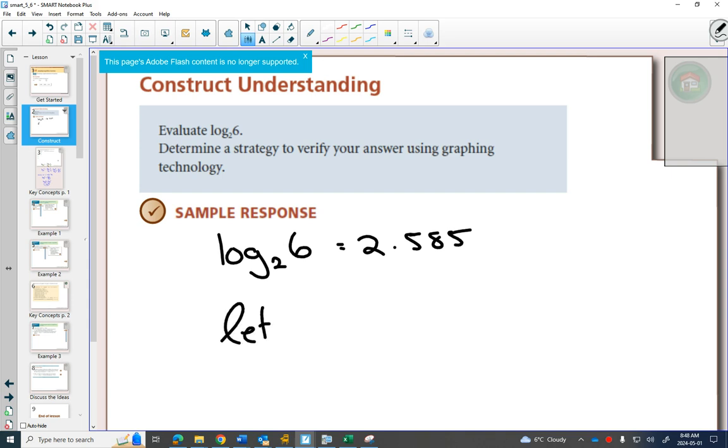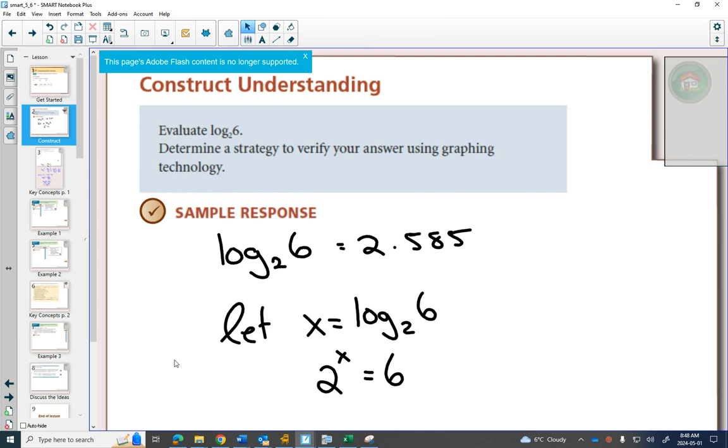But if you have a regular graphing calculator, you could say, let x equal log base 2 of 6. And you have the following when you change it to exponential form. The base is 2, the exponent is x, and the answer is 6. So then you could take either Desmos or a graphing calculator and put this part into y1 and this part into y2 and see what happens.